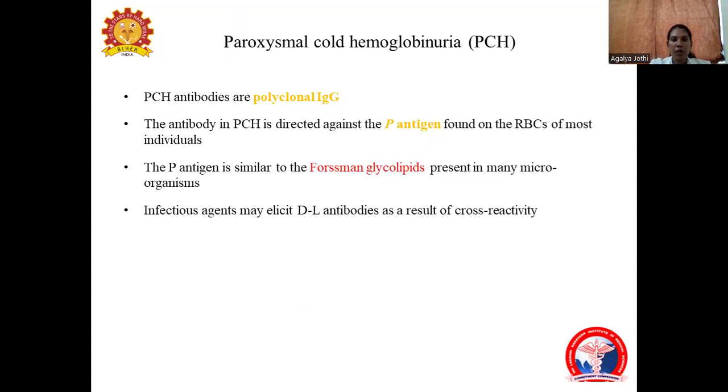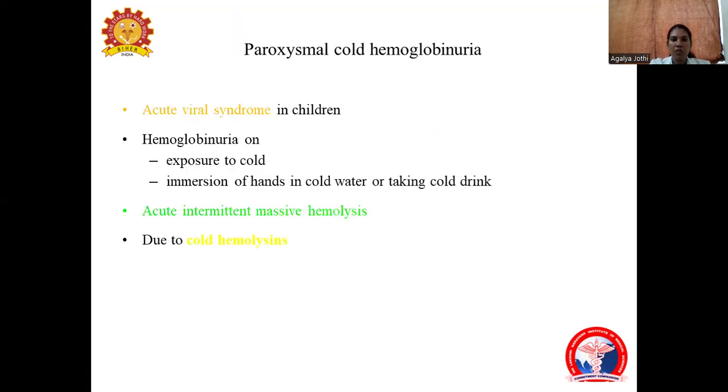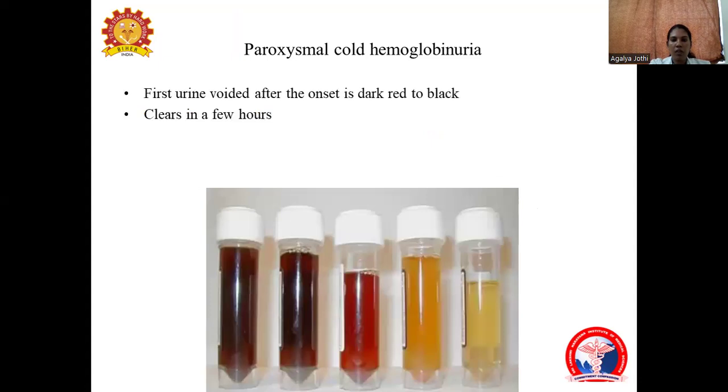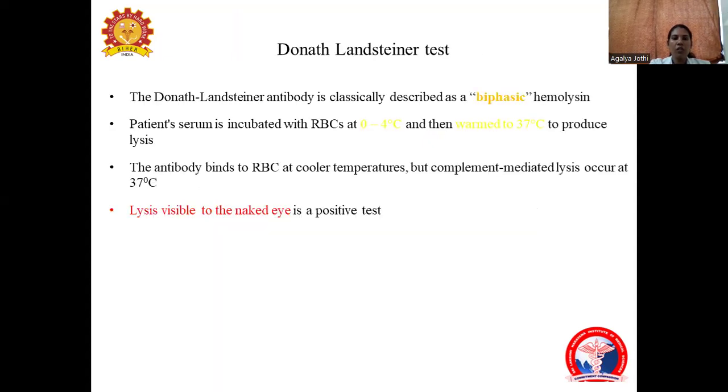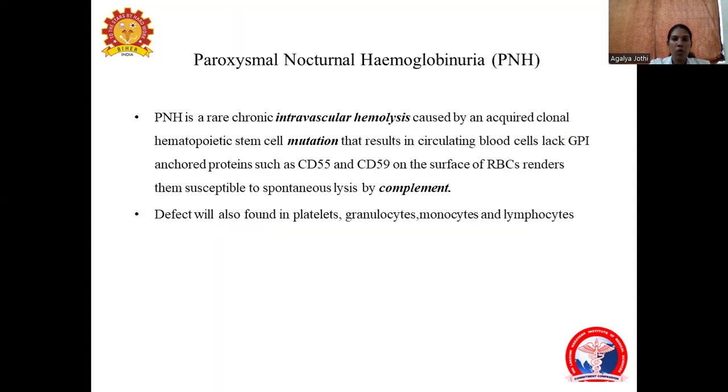In paroxysmal cold hemoglobinuria, the common antibodies are polyclonal IgG type. Here the antibodies are directed against the P antigen. Paroxysmal cold hemoglobinuria presents with hemoglobinuria after exposure to cold, with acute intermittent episodes. The Donath-Landsteiner test is positive.